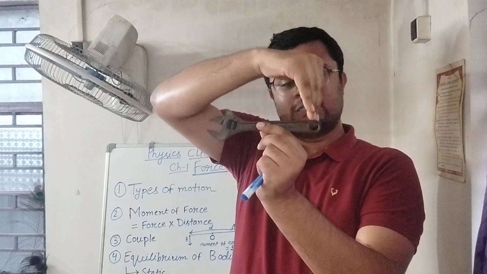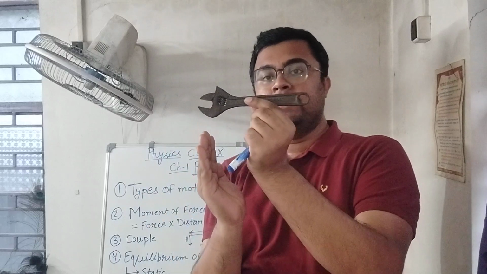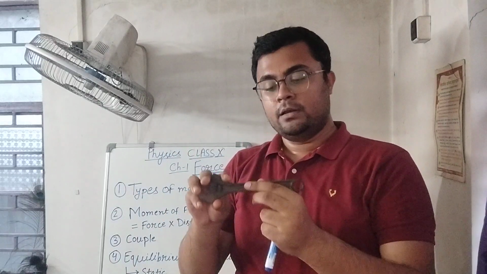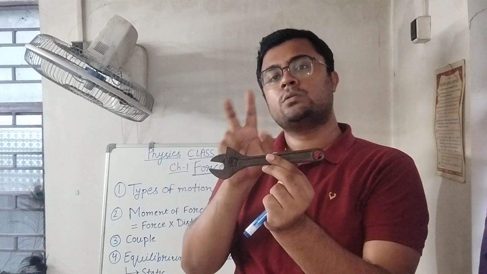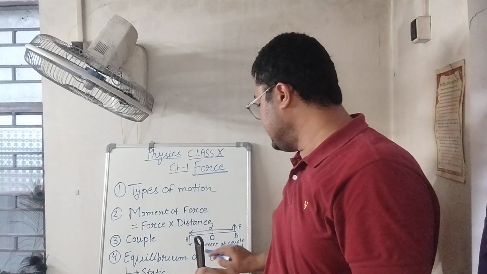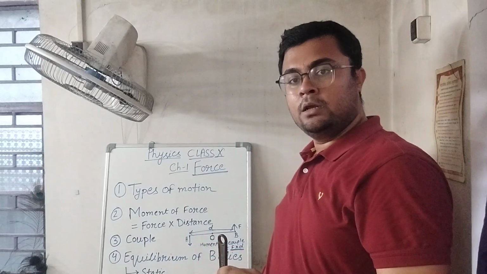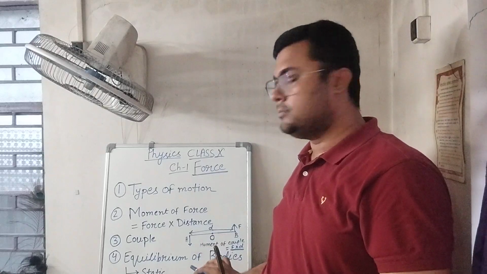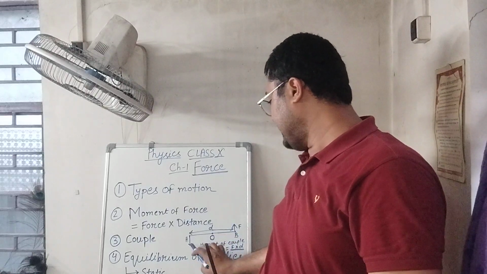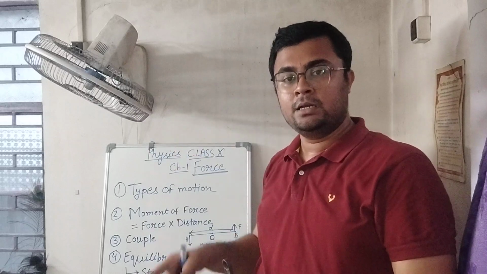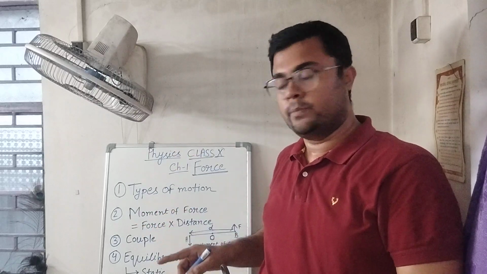So when I am applying a force here, it is anti-clockwise. When I am applying a force here, it is also anti-clockwise, right? So both the moments produced are anti-clockwise and both the forces are the same, both the forces are F. If you can see the diagram, there are two forces F in opposite directions, but both are producing a similar moment, which is an anti-clockwise moment, right?